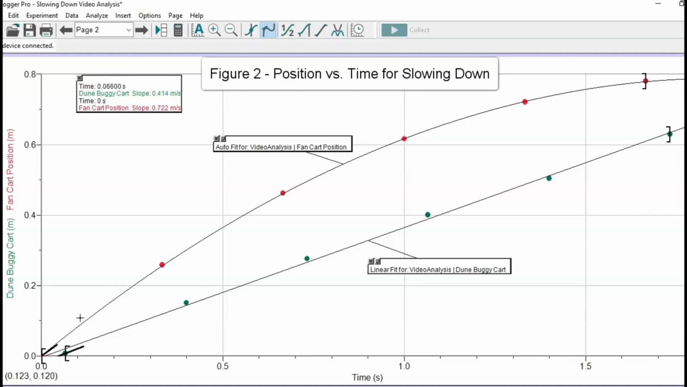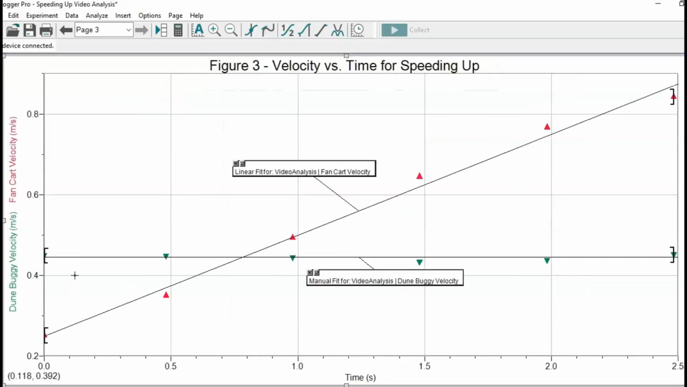It's a curve, just like the object that's speeding up, but the curve goes from steeper to flatter, whereas when it's speeding up, it goes from flatter to steeper. So let's go take a look at velocity time graphs.